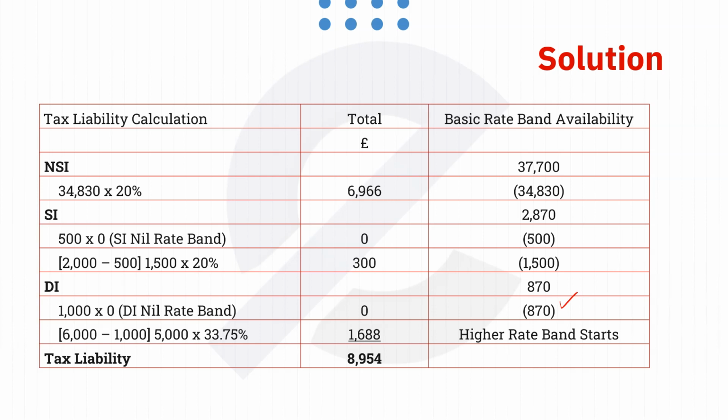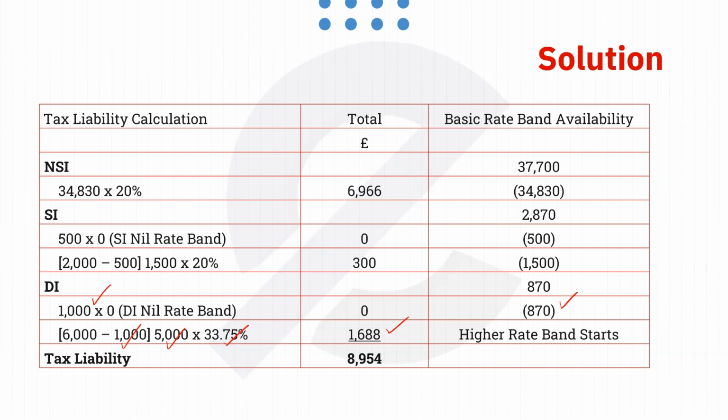But let's not forget that dividend income also has a £1,000 nil rate band. So the first £1,000 of the dividend income amount will be taxed at zero. This means that £870 of the basic rate band will be covered by the nil rate band of dividend income, and the balancing nil rate band amount from the £1,000 will spill over to the high rate band but still be taxed at zero. From the £6,000 taxable dividend income, since £1,000 is covered by the nil rate band, the balancing amount of £5,000 will now be taxed at the higher rate of 33.75%, and a tax charge of £1,688 will arise.